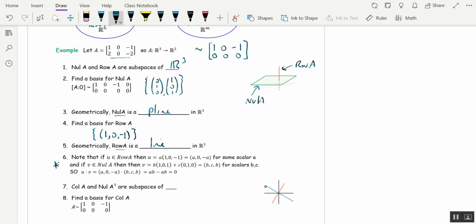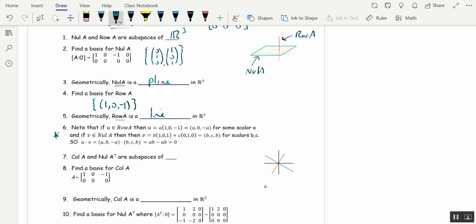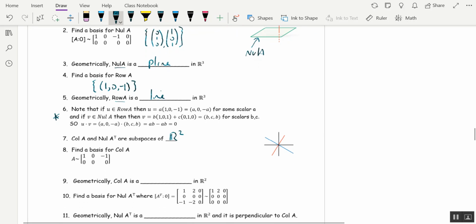All right, the same thing's going to happen over in R2. Col A and null A transpose are subspaces of R2, and we're going to see that they're actually orthogonal subspaces. So a basis for col A, remember how that works. You reduce A to echelon form, and then you take the columns of A that correspond to the pivot columns of the reduced matrix. I've got one pivot column here, and so a basis for col A will be the first column of A, which was 1, 2. Geometrically, that's a line in R2. That would be that red line, col A.